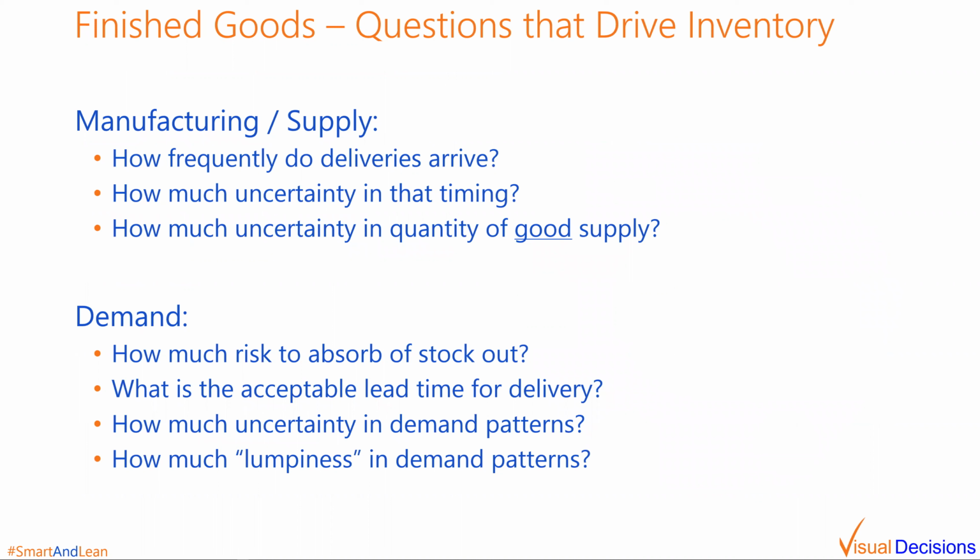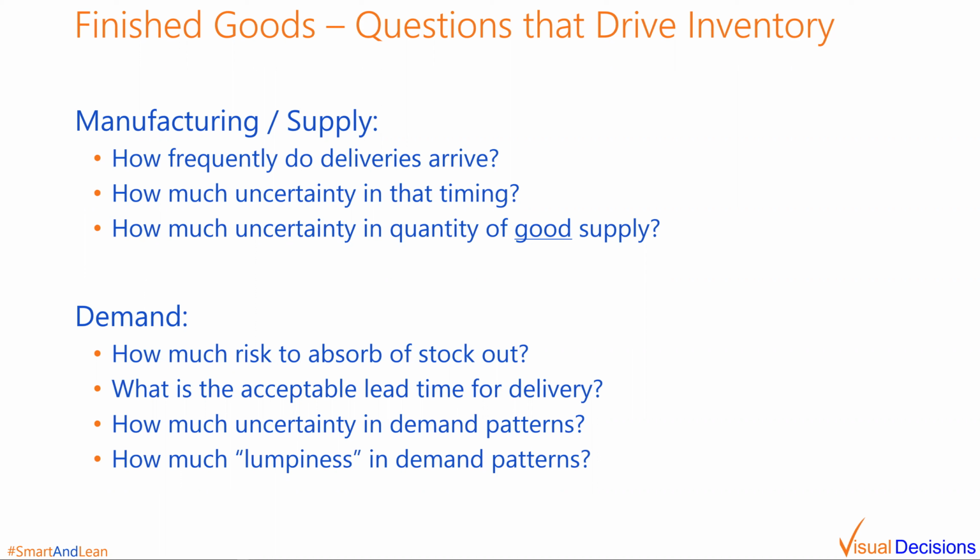From a finished goods perspective, again on the manufacturing side, how long do we go from one run of product A to the next run of product A that we're going to feed into finished goods? The more frequent that happens, the better off we are in terms of having to carry less finished goods. How much uncertainty is in that timing? And then, how much uncertainty in the quantity of goods supply going out to finished goods? We look at those sources of uncertainty in manufacturing, and those are going to help us on the finished goods side, as well as the production and the raw materials.